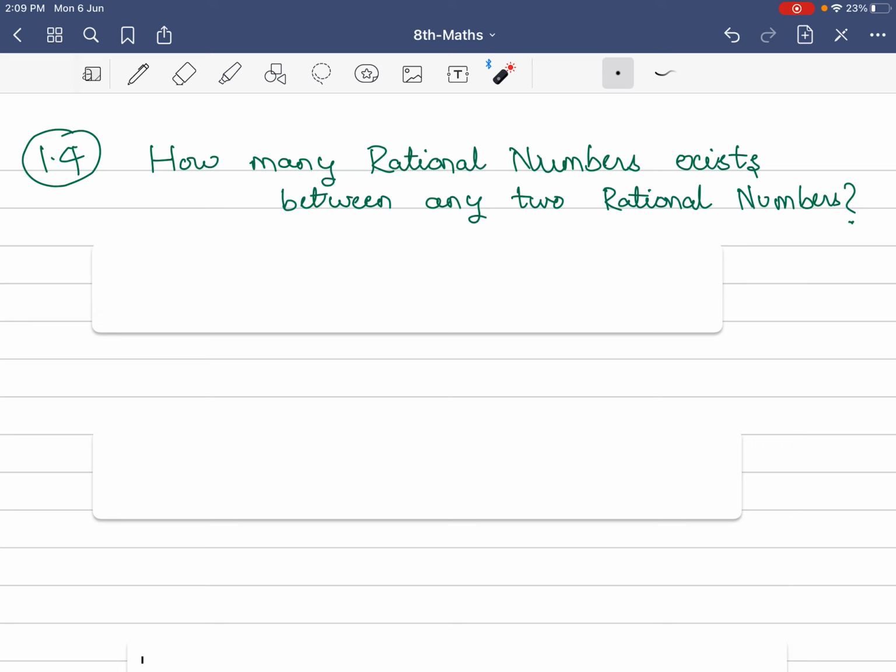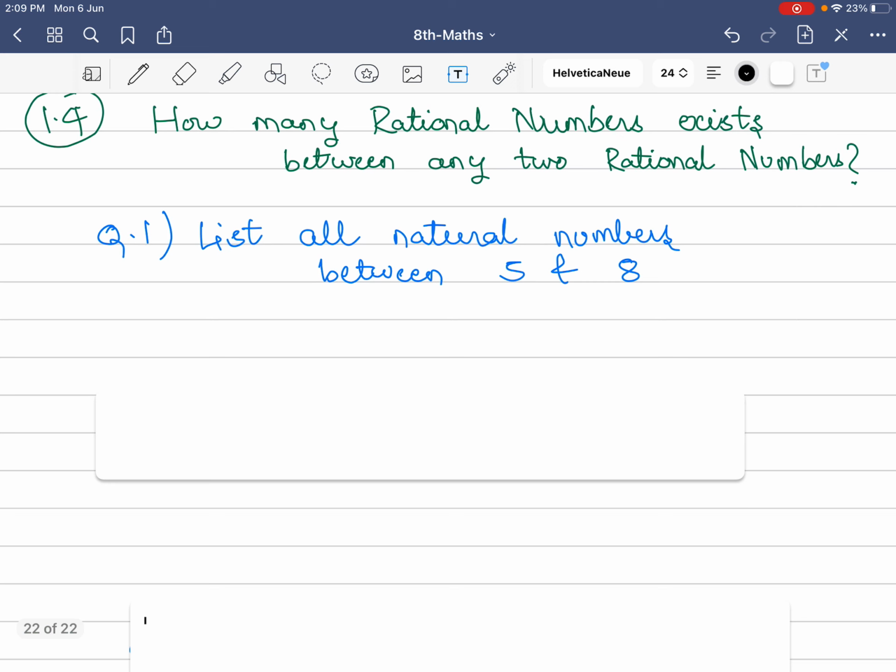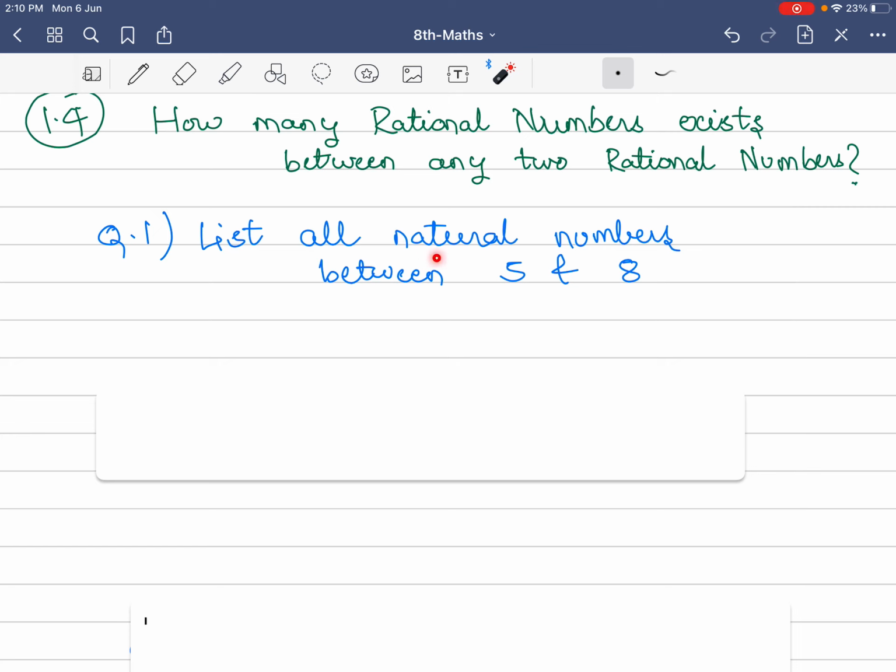Now, before we move to that question, we will ask the same question to other sets of numbers, starting from natural numbers. So let's try to answer this question first, which says: list all the natural numbers between 5 and 8. A very simple question.